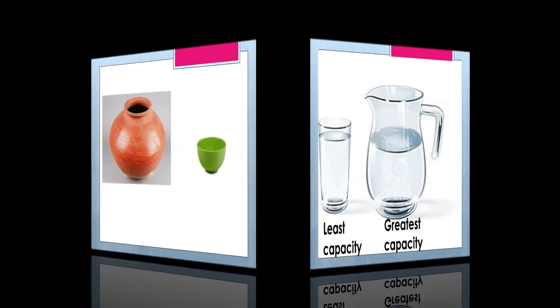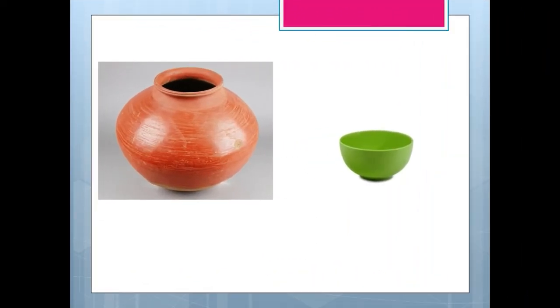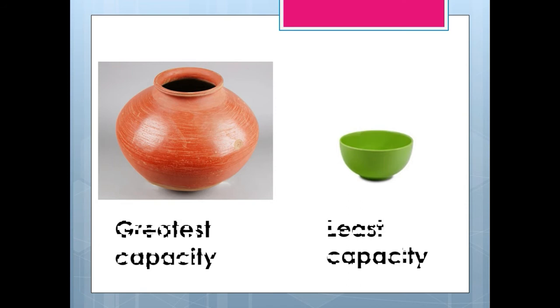In the same way, it is a pot and a bowl. A pot can contain more amount of water and the bowl can contain only a small amount of water. So the pot is the greatest capacity and the bowl is the least capacity.